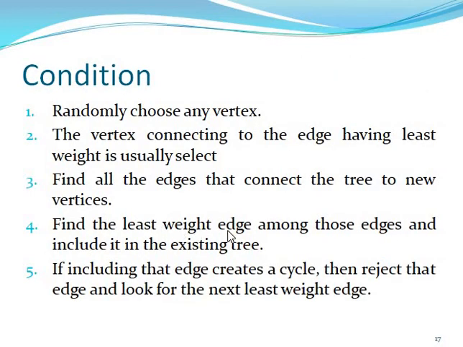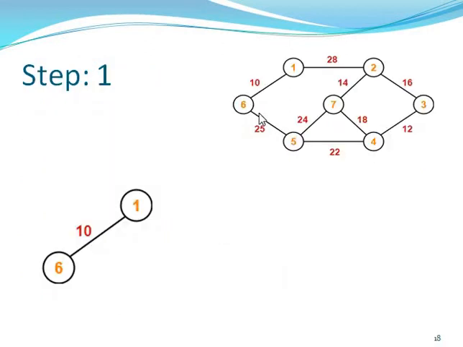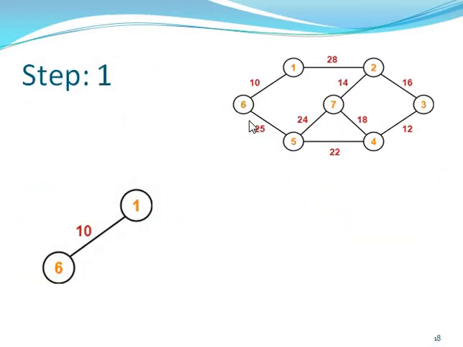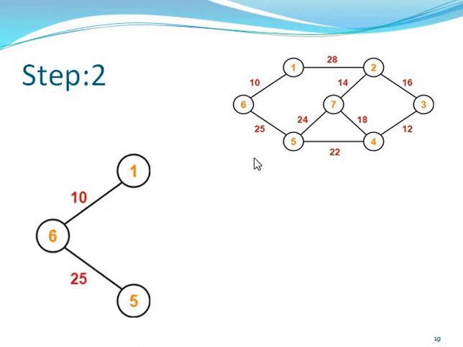Find the least weight edge among those edges including the existing tree, and you can connect, and also check that a cycle is not created. So we can start here. What is the step? You can connect any random edge. So we can connect here also. Then next we can show that.